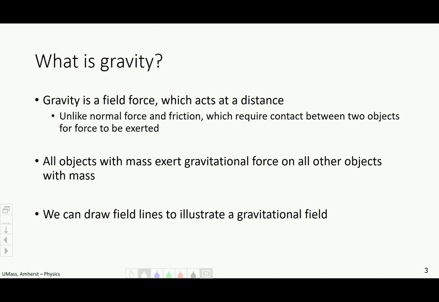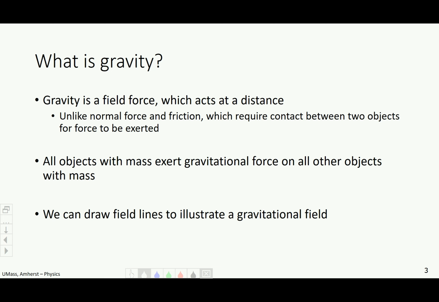First of all, what is gravity? We all have sort of an idea of what gravity is in our day-to-day lives. We know that we feel the force of gravity from the Earth that holds us onto the ground. If we drop objects, they are moved by the force of gravity. But what is it really?